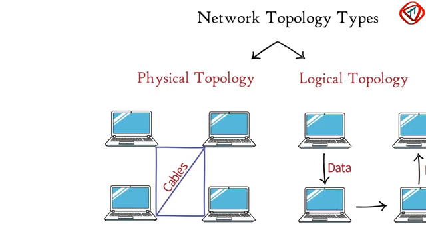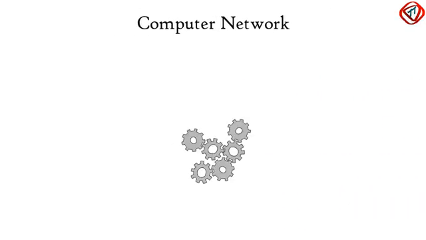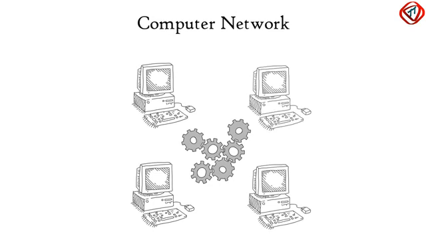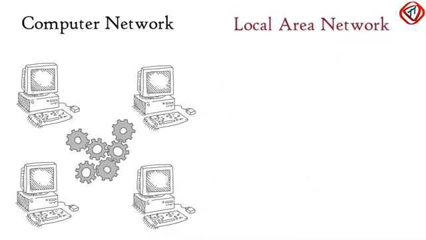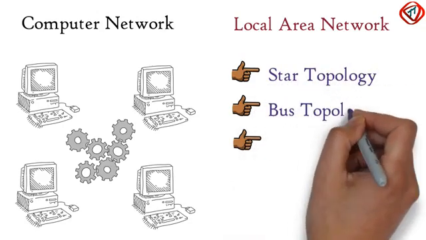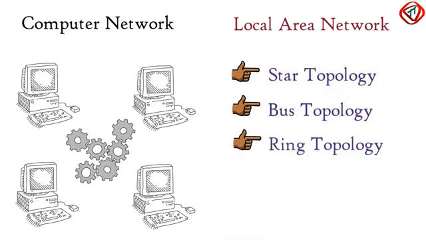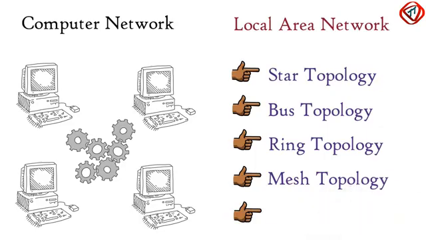The most common computer network used to interconnect physically distributed computers is local area network, which has three main topologies: star topology, bus topology, and ring topology. Others are mesh topology and hybrid topology.